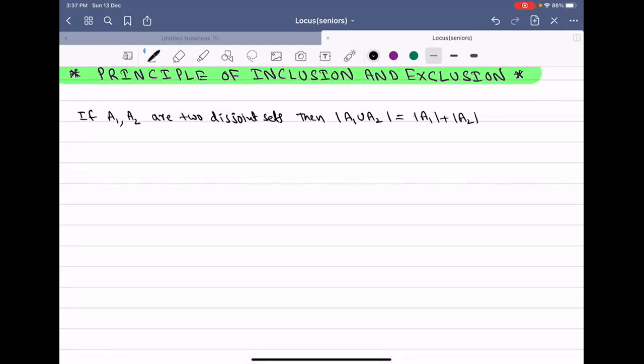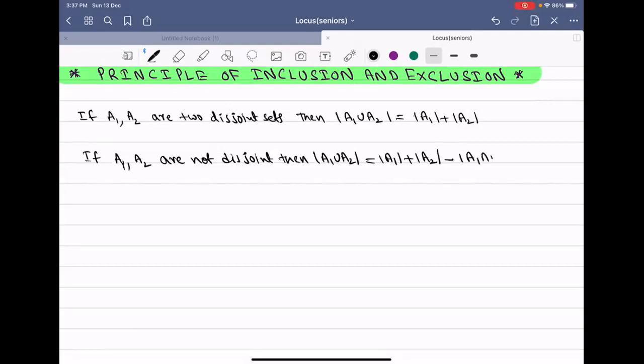If A1, A2 are not disjoint, then the number of elements in A1 union A2 is equal to the number of elements in A1 plus the number of elements in A2 minus the number of elements in A1 intersection A2, because common elements will be there.